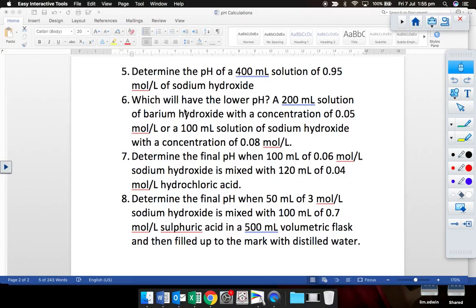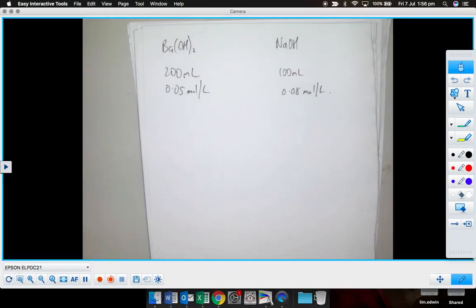This one here, which will have a lower pH: a 200 ml solution of barium hydroxide with a concentration of 0.05 moles per liter, or a 100 ml solution of sodium hydroxide with a concentration of 0.08 moles per liter. Alright, so here we have our two substances.